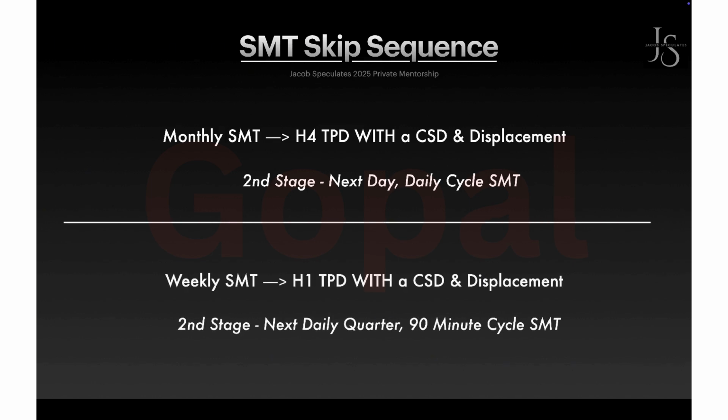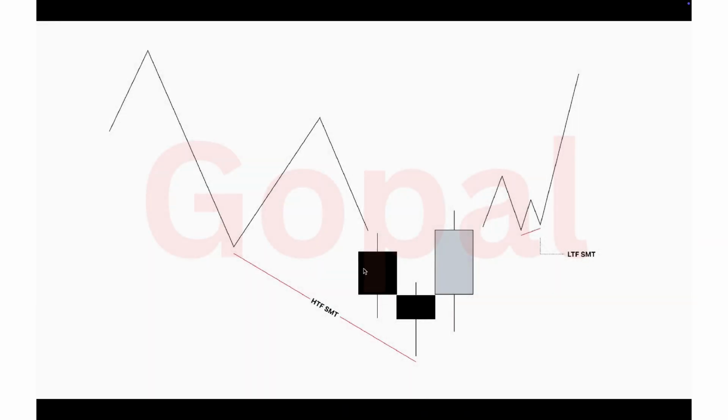And if you have a weekly cycle SMT, to confirm that, you would look for an hourly TPD with a CSD, or change in the state of delivery, and displacement. And for your second stage SMT, you want to see that next daily quarter open up, and then you want to see a 90-minute cycle SMT. So a little example of that would be we have a higher time frame SMT, and then we would form a TPD, and then on candle 3, we would have a change in the state of delivery, and then that next day or next quarter open, you would look for a lower time frame SMT.